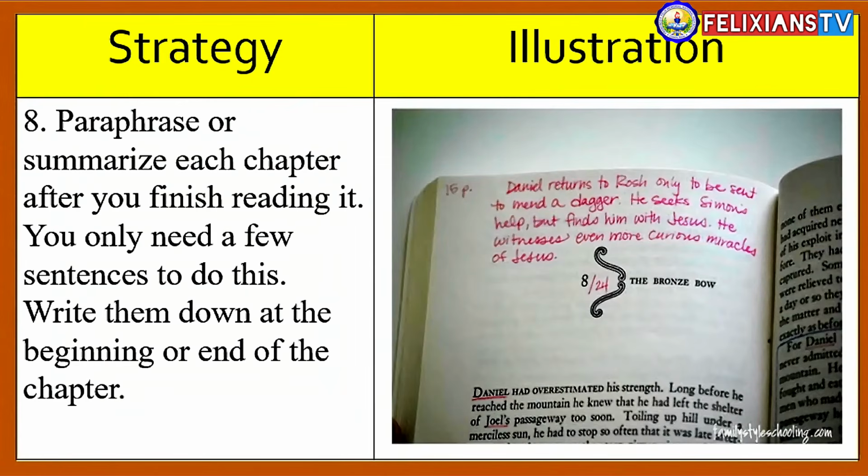Number 8, paraphrase or summarize each chapter after you finish reading it. You only need a few sentences to do this. Write them down at the beginning or end of the chapter. In our illustration, it shows there the summary of the chapter 8.